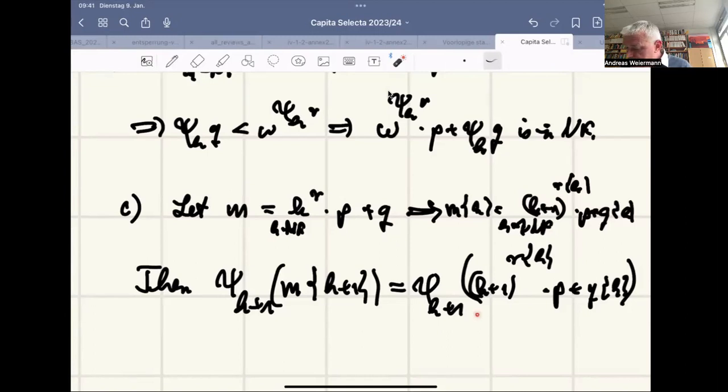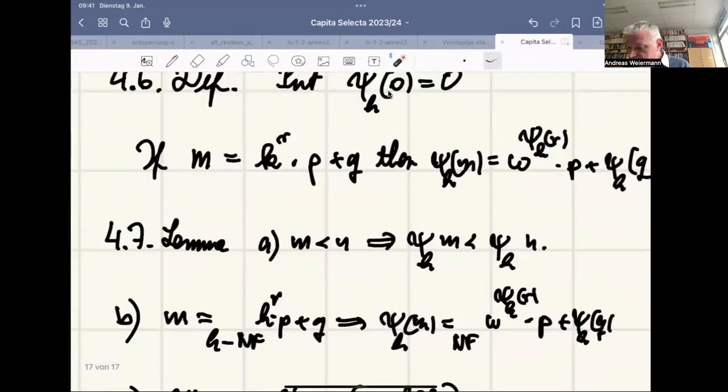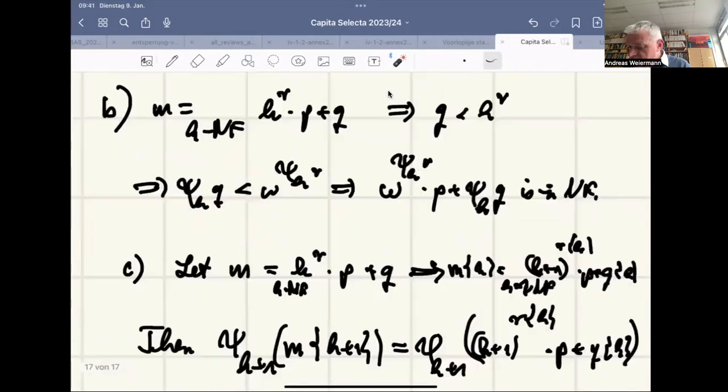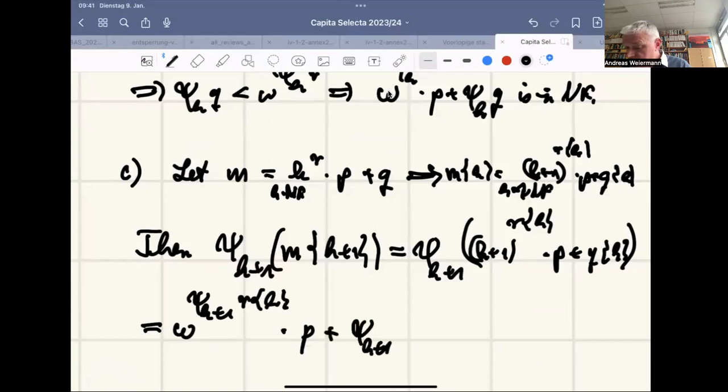We have to recognize that this expression is a K plus 1 normal form, because the function psi_k works only on normal forms, and then it moves k into omega. That's a part of the proof which is non-trivial, just to have the right preparation. Now if we do so, then we have here omega to the psi_{k+1} of r_k times p plus psi_{k+1} of q_k.